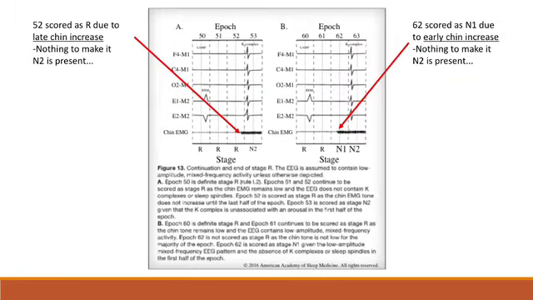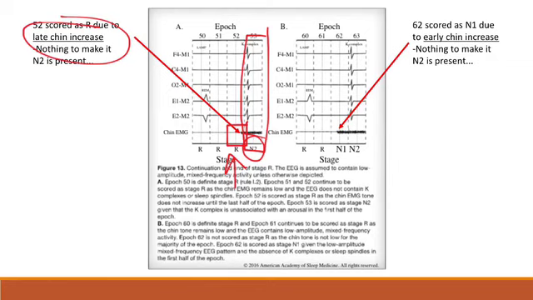Another example here is that you can see that scored as R due to the late chin increase. So again, in the second half of this epoch, you had a chin increase. Therefore, I can still call it stage R because it happened in the second half. And then your K complex happened in the first half of that next epoch, so therefore we call it stage 2.